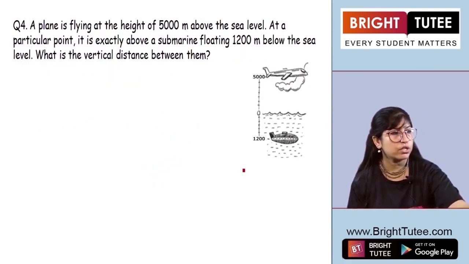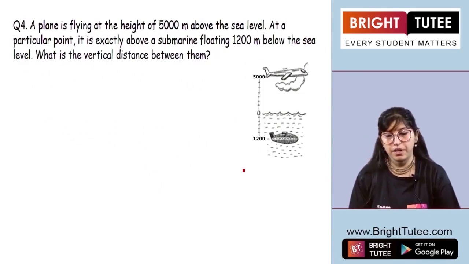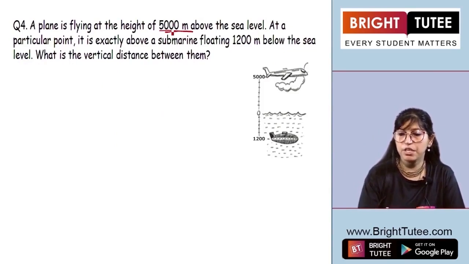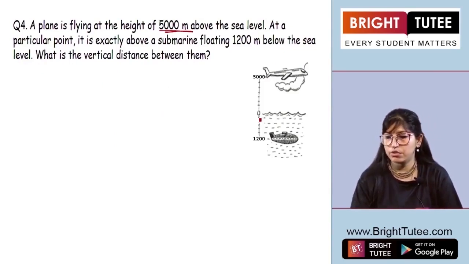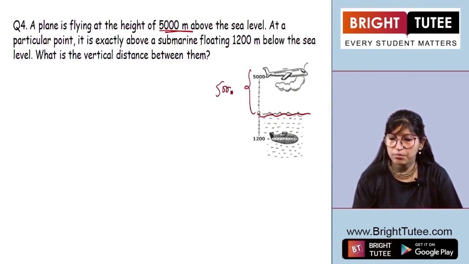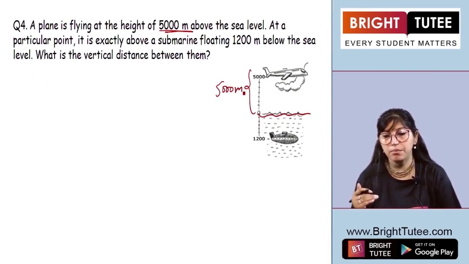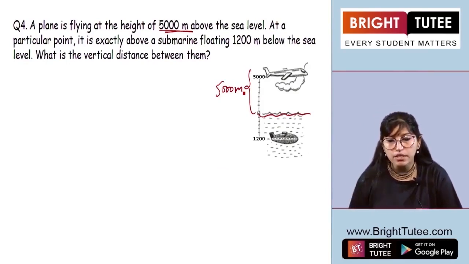Let's move on to another question now. Okay. Now it says that a plane is flying at a height of 5,000 meters above sea level. So if this is the sea level, this will be 5,000 meters above the sea level. Now at a particular point, it is exactly above a submarine floating 1200 meters below sea level.